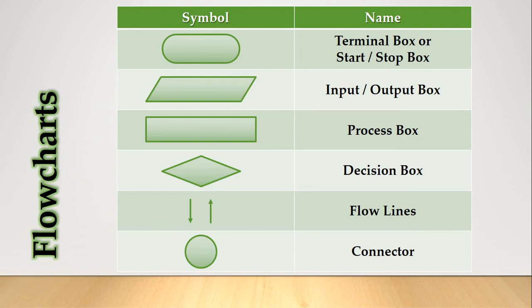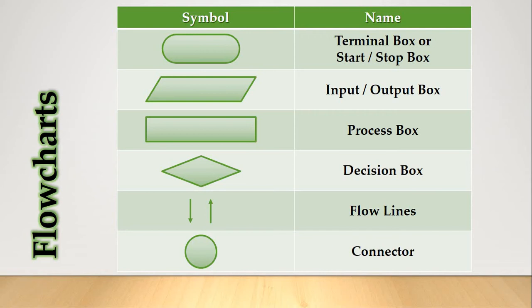Next, diamond shape. It is known as the decision box. The diamond shape is used to test conditions and take decisions. The conditions can be yes or no, or true or false.